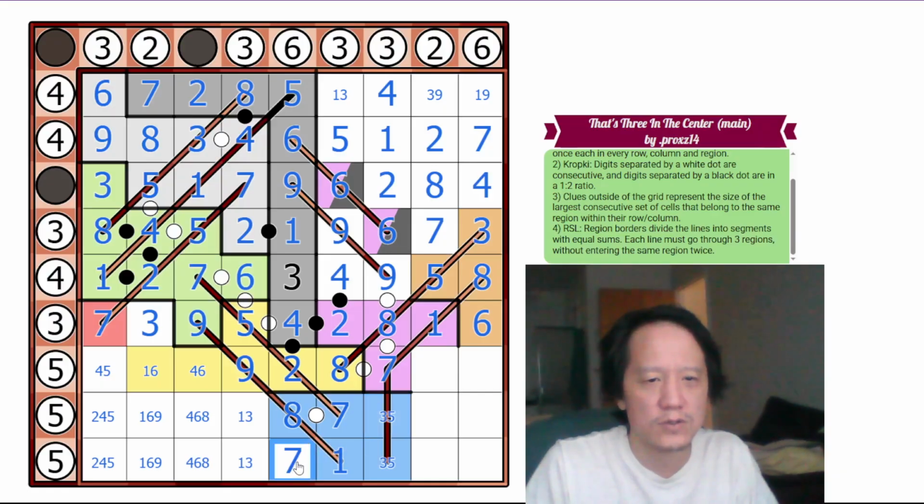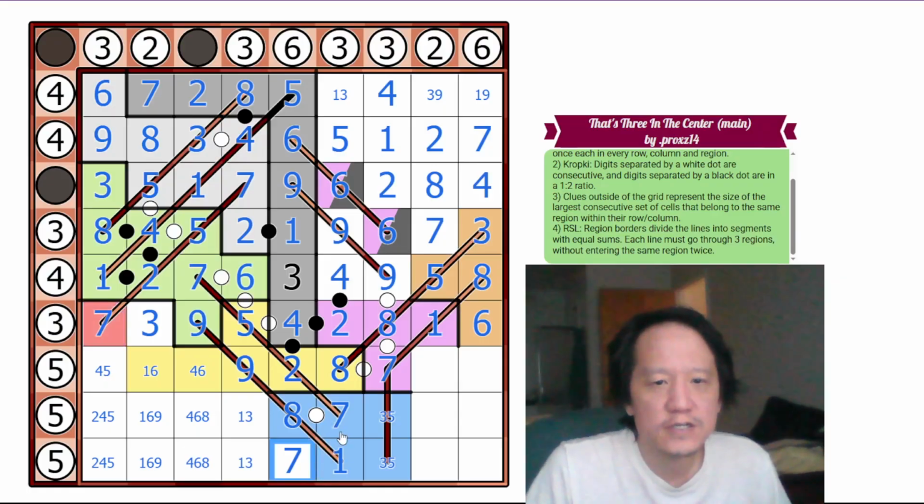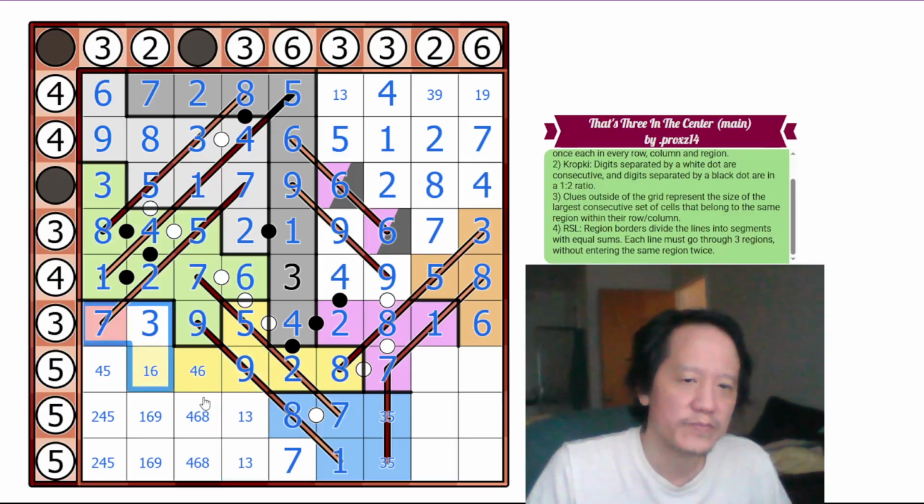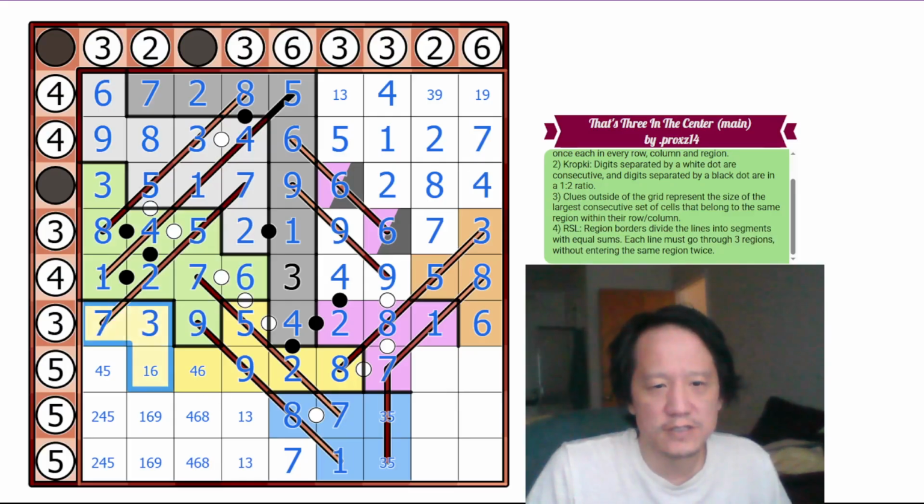So... This is 5. This has to be part of the 5. This must be other part of the 5. Oh, but this is 7. No, we have a contradiction. No. No. Oh, wait. No, this is part of there. Okay, so this is part of the yellow.